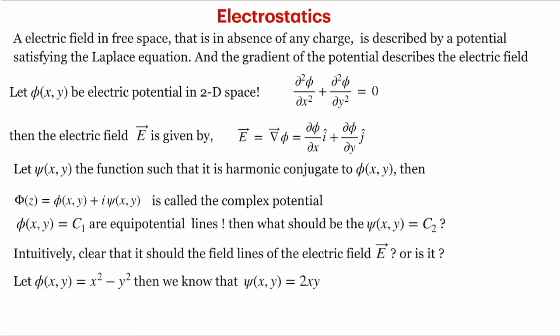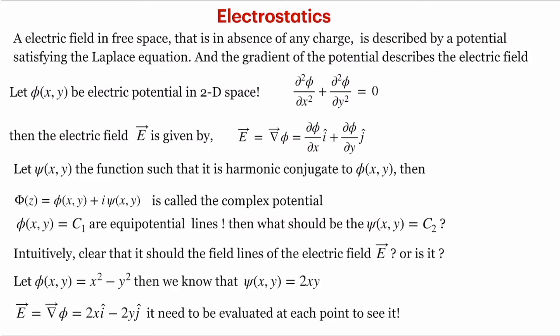So let's quickly look at the function f(x,y) = x squared minus y squared. Then we know that its harmonic conjugate is 2xy. Now we can construct an electric field for this potential, and we see that it is given by 2x into i cap minus 2y into j cap. Psi(x,y) represents the electric field lines. We need to evaluate the electric field at each point.